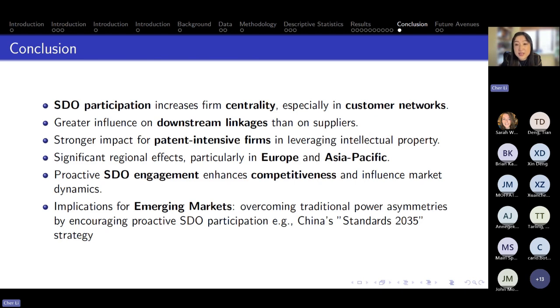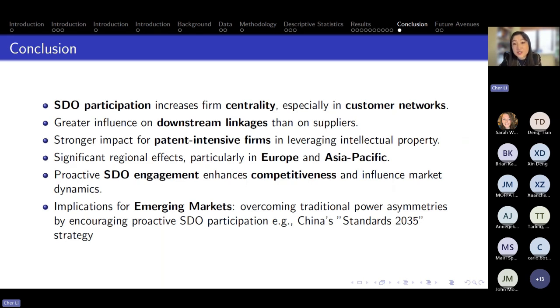That is that there is a case for the government to actively support firms in engaging with international SDOs to ensure that their businesses have a say in determining how those standards are developed and what those technical specifications look like. And particularly the implication for the emerging market is that initiatives like, for instance, China, who has a strong and growing voice in standardization, and they have a very proactive standards vision, the China Standards 2035 strategy.